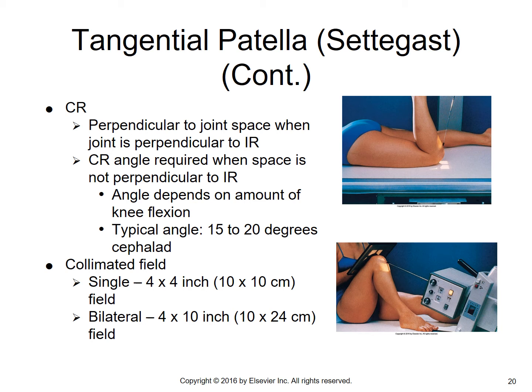The collimated field, single 4x4. You just want to get that nice little patella kind of floating on the condyles, or bilateral 4x10. Most sites that you've been at probably use the method at the bottom picture there. However, you can do the way that it's pictured also in the top photograph as well.